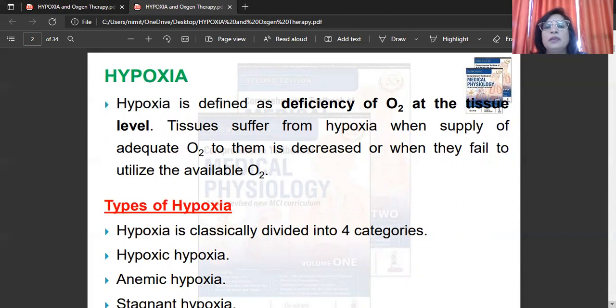Look, you missed it. You didn't say tissue level. So don't do that. Okay.